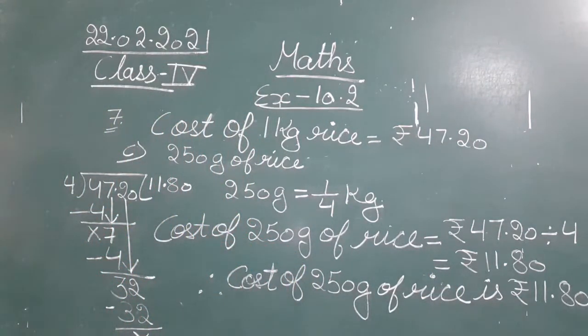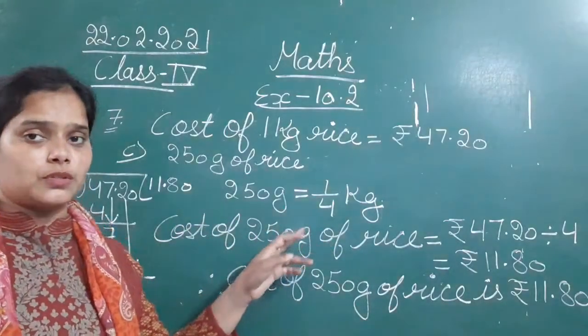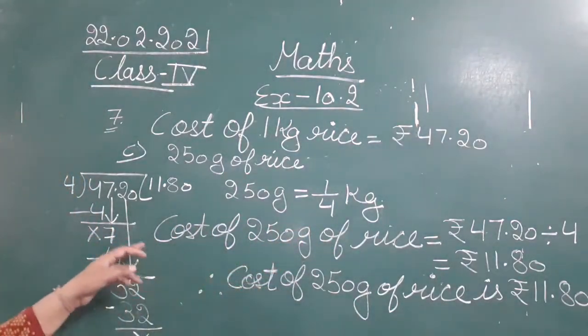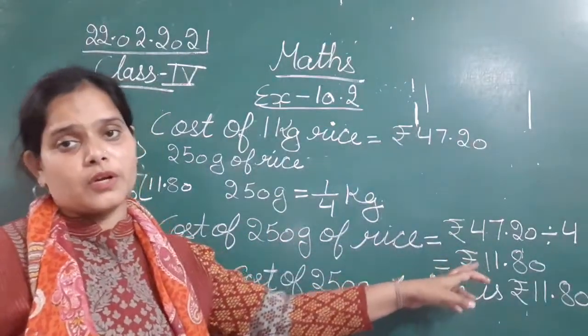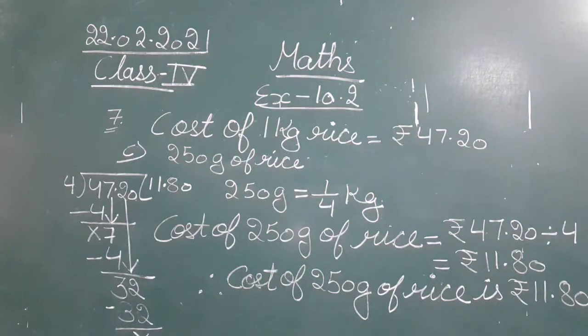So, देखिए, 250 1000 का is 1/4. So, 250 is a 1/4 of 1000. Okay, so that is 250 gram is equal to 1/4 kg. So, cost of 250 gram, what will we do? We will divide the cost by 4. So, after calculating it, we got the answer, that is 11 rupees and 80 paise. Clear? So, this is the solution of the C part from the question number 7.